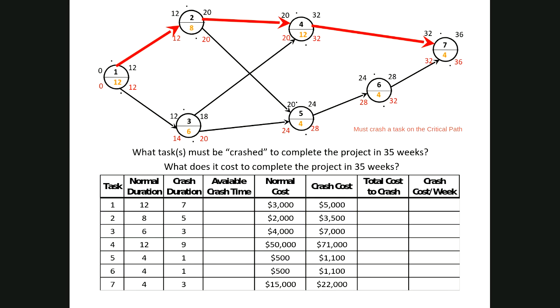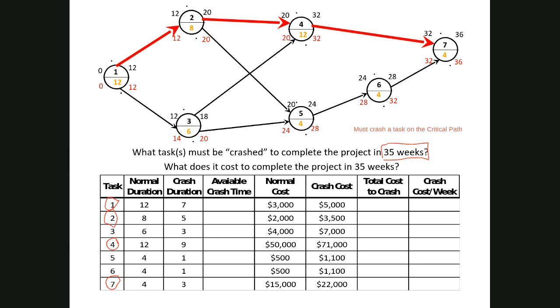Number 2 is we're going to use the information from our table to help us determine which of those critical tasks we're going to crash. So we're going to look only at task 1, task 2, task 4, or task 7. And since our target is 35 weeks, we only need to crash 1 week. So the question is, which of these 4 is most cost effective to crash?